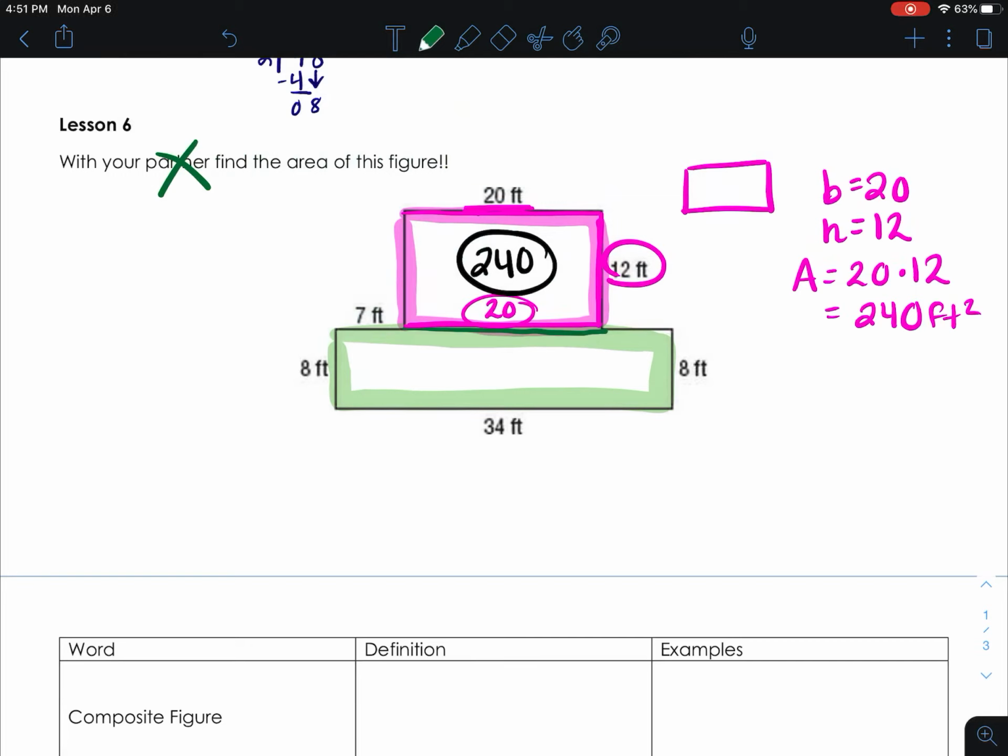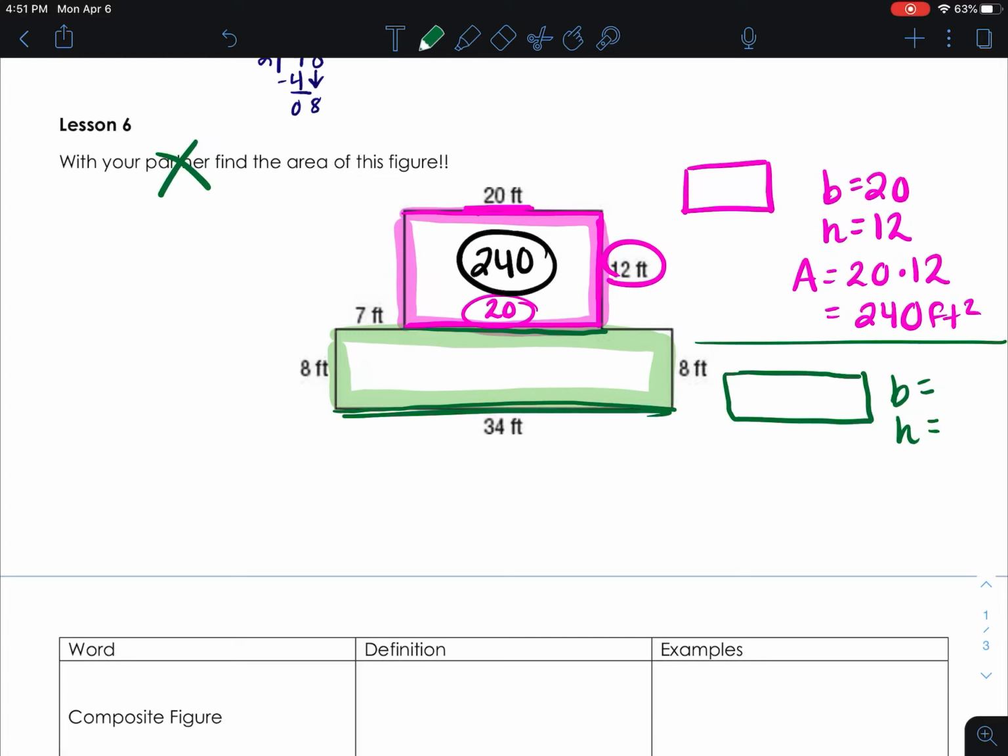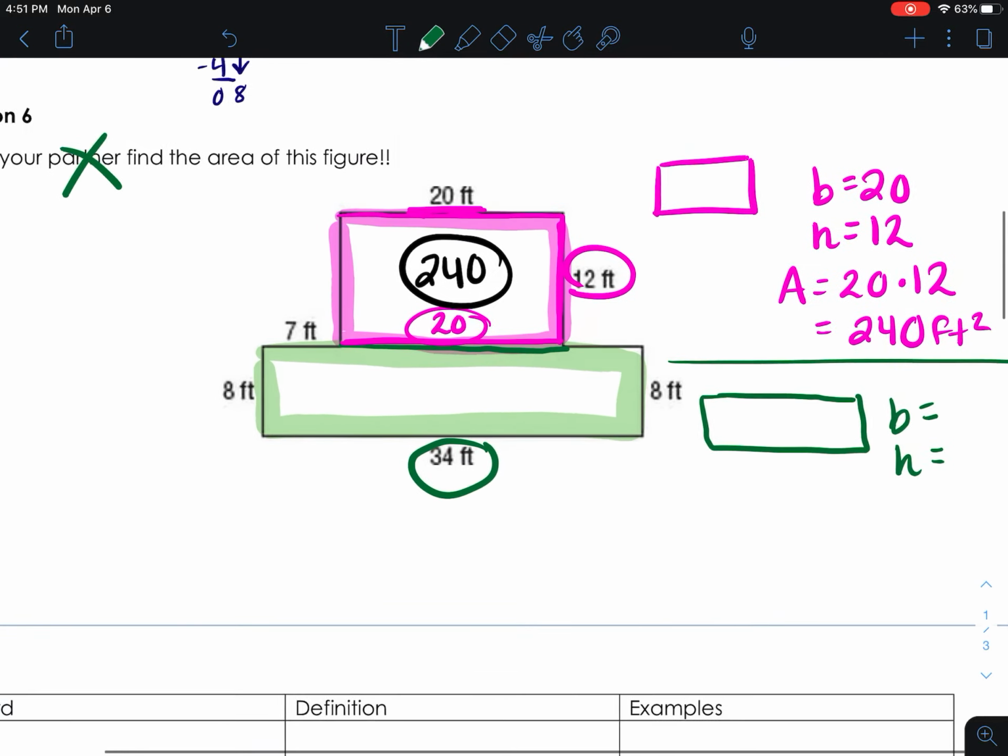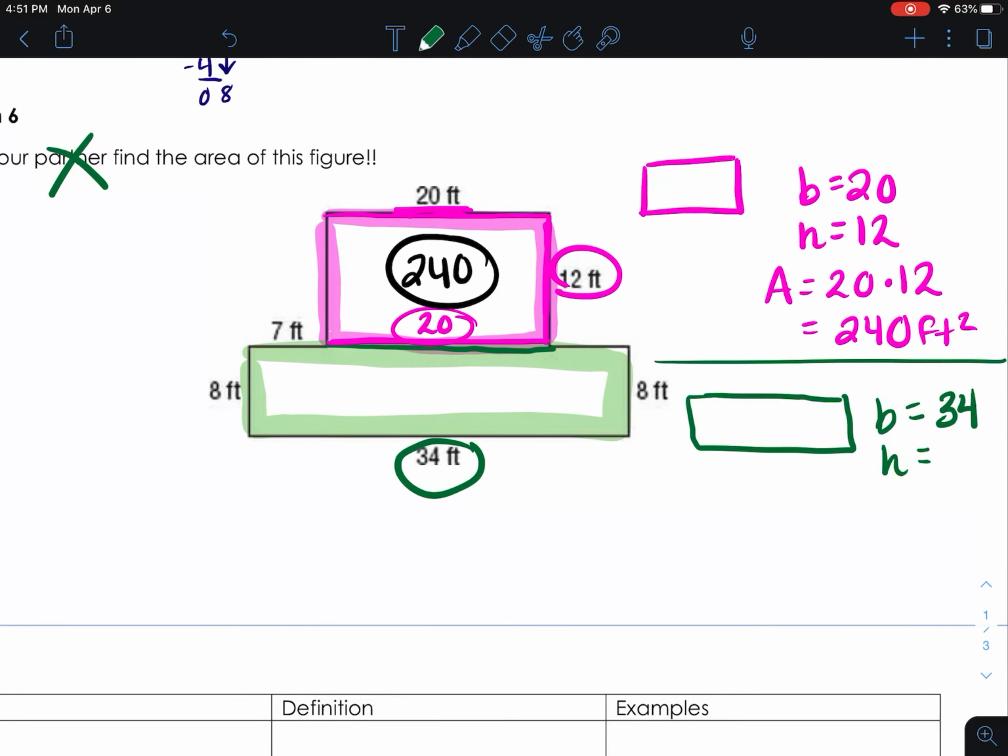I'm going to do this over here. So this one's much longer. What I have to figure out is the base and the height. So what is my base and what is my height? When I'm solving this, I would label those pieces, just like that. Now the base, remember I referred to the bottom. If I look at this bottom part, there's a number there. That's 34. So that's going to be my base.